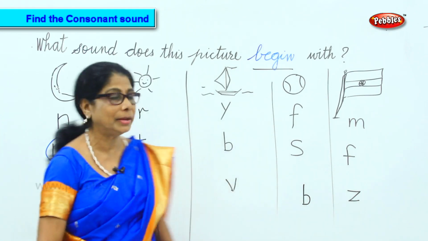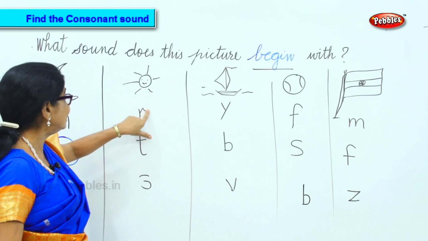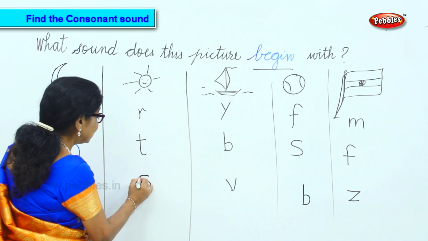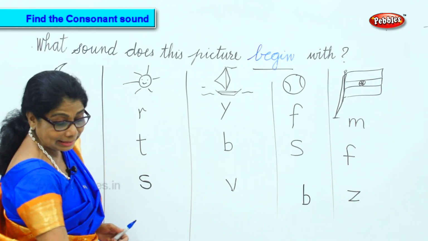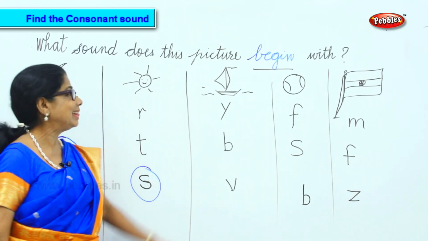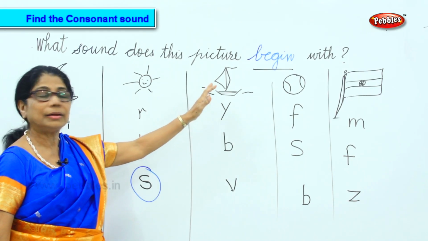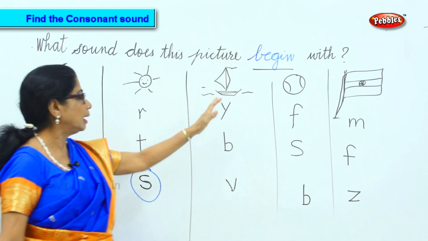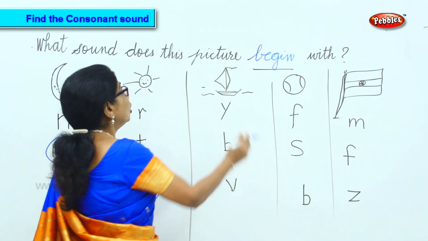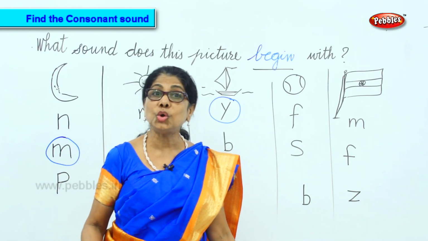Second picture we have here is the sun. We have T, and we have S. Now, what sound does it begin with? S. So we circle S. Then you have a yacht here, and we have V, B and Y. Yacht begins with letter Y, yo-yo.